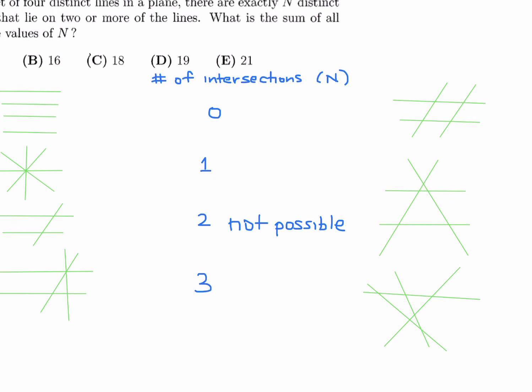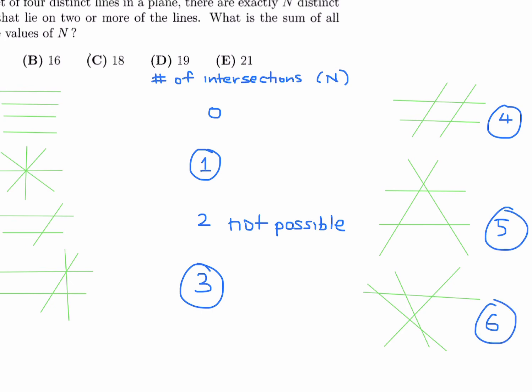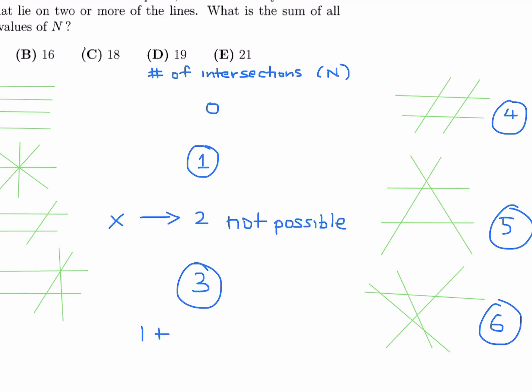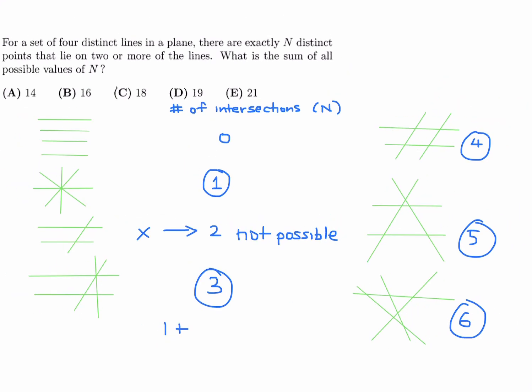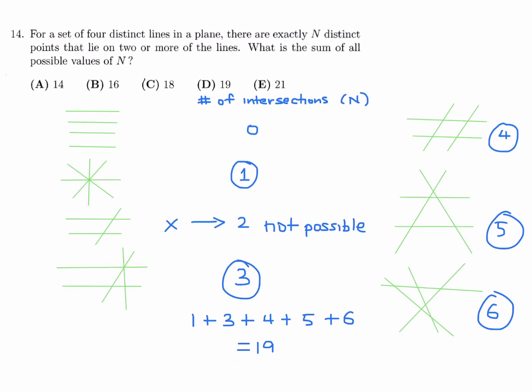So for n, I've got 4, 5, and 6. So I'm going to include this, this, this, this, and this for my possible values of n. This one is not possible. So the sum of all the values of n is 1 plus 3 plus 4 plus 5 plus 6, and that is 19. So number 14, the answer is D.